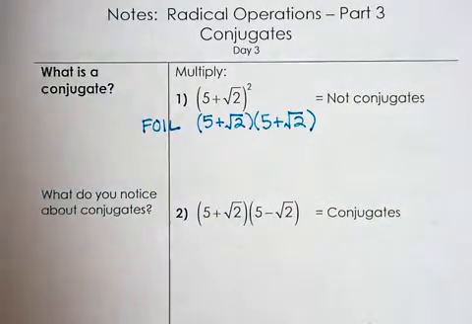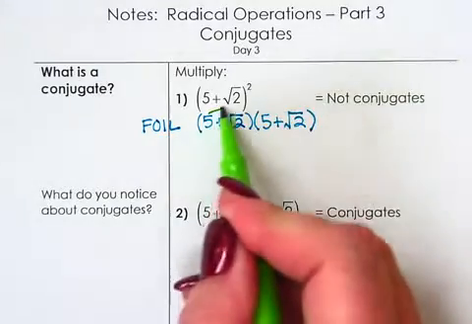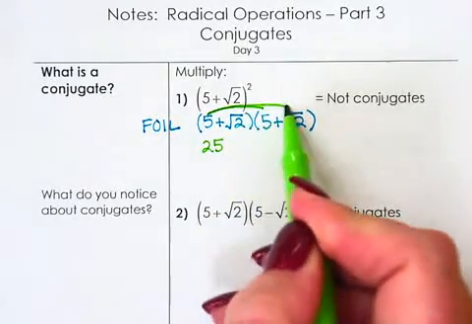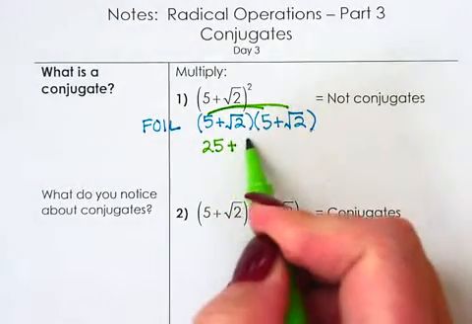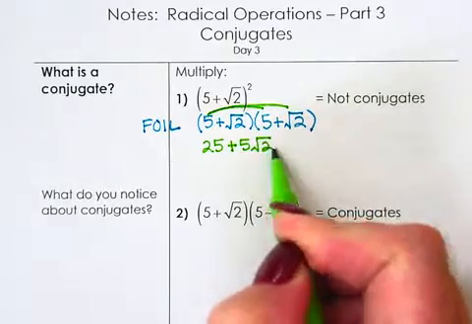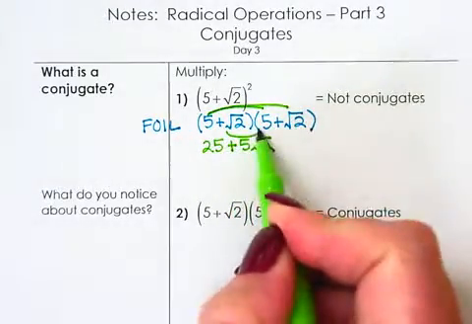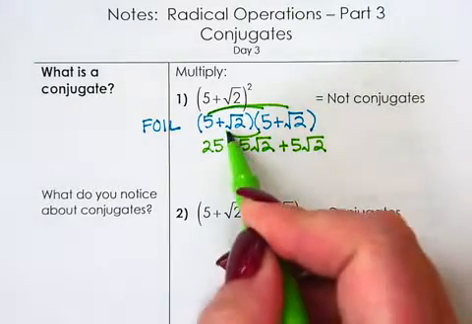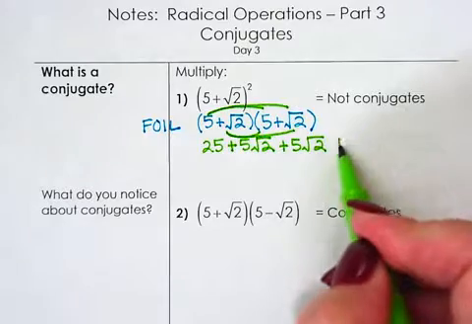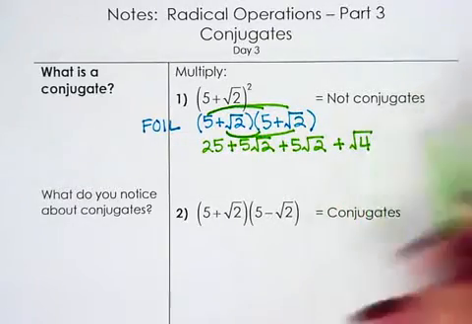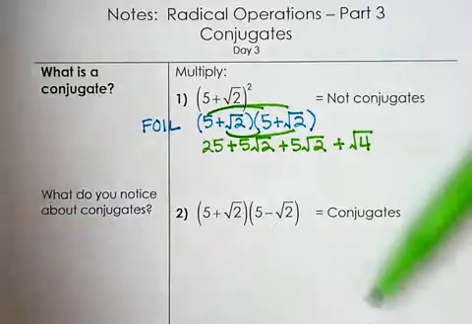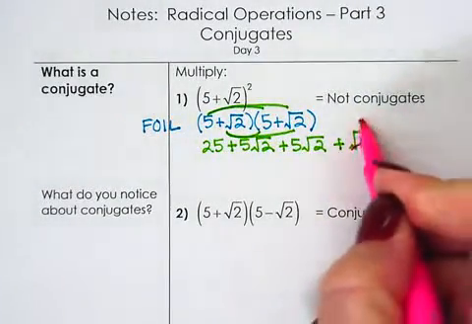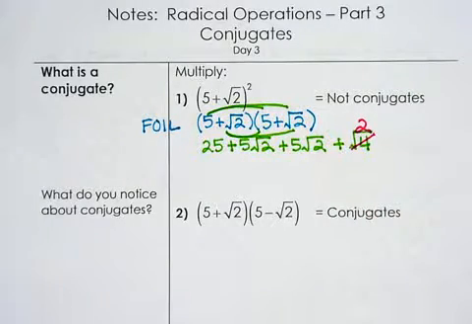As I do that, let's go through our steps here. 5 times 5 is 25. 5 times the square root of 2 is just plus 5 radical 2. And then radical 2 times 5 is positive 5 radical 2. And then radical 2 times radical 2 is radical 4. But we know that we can simplify the square root of 4. The square root of 4 is simply 2. So that saves me a little bit of work there.